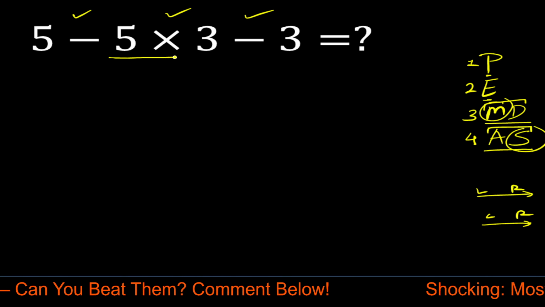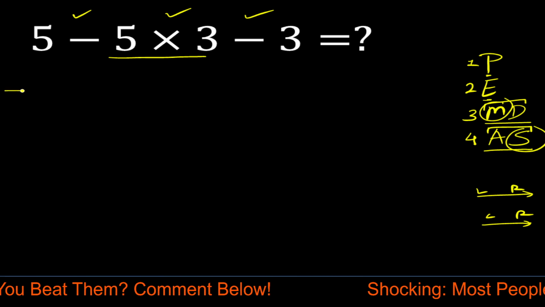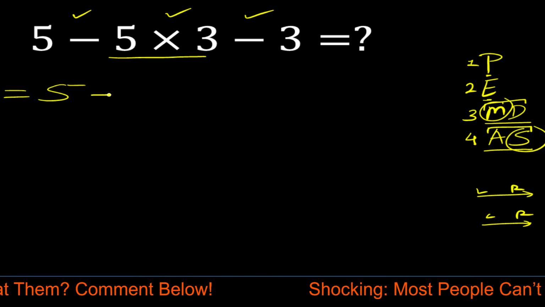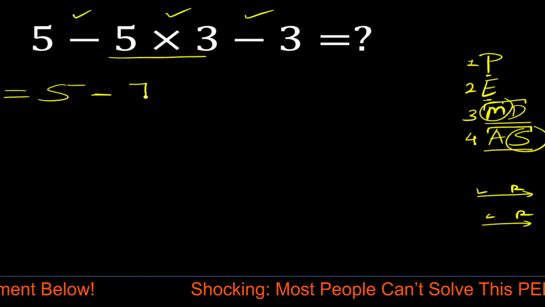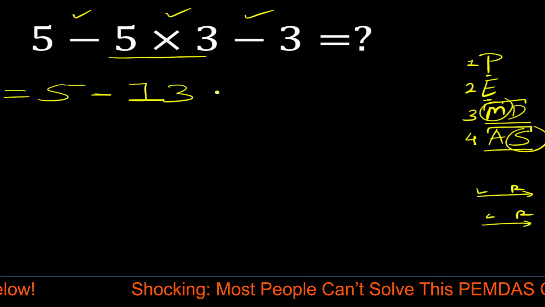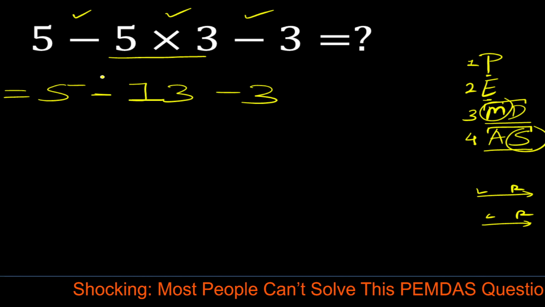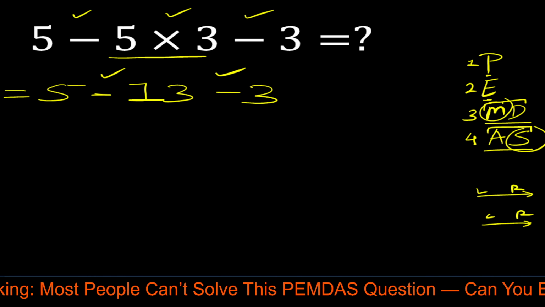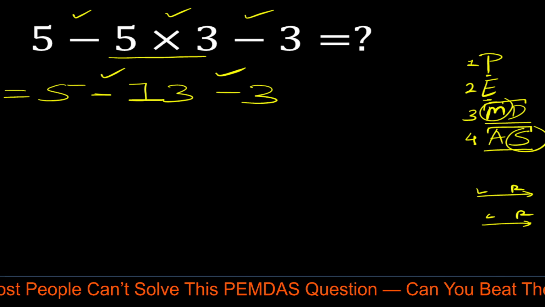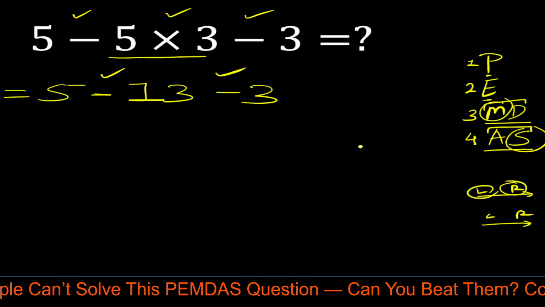So first we have to solve this multiplication. So now 5 minus, now solve this multiplication, 5 times 3 is equal to 13, right? Minus 3. Now here we have subtraction and here subtraction, and both have equal priority, so we have to solve it from left to right.